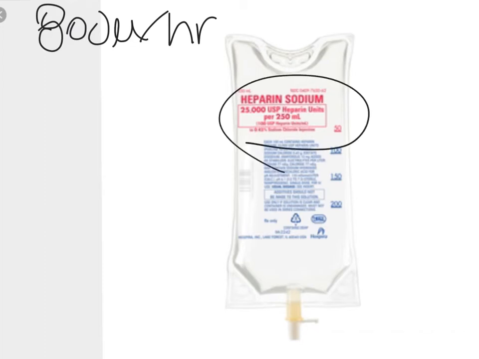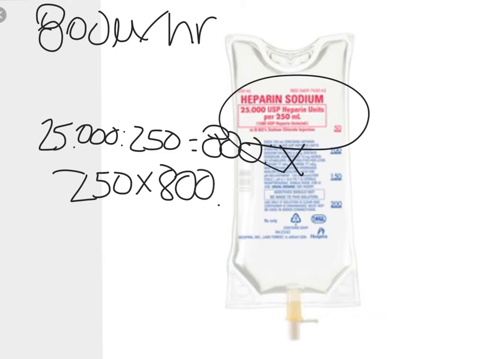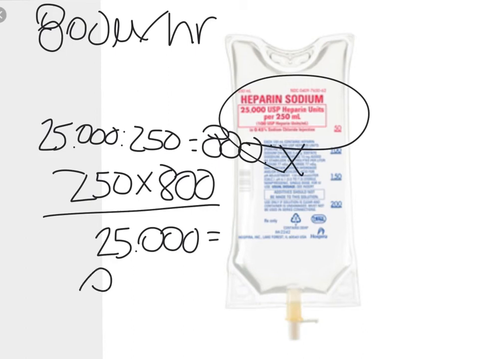So we look at our bag. Our bag tells us that we have 25,000 per 250, right? And what's our desired? Our desired is 800, and we're solving for x. So you have 250 times 800, divided by your 25,000, giving us a pump setting of 8 mLs per hour. So you do need to verify, guys, the work that is sent up by pharmacy to make sure that it is correct.